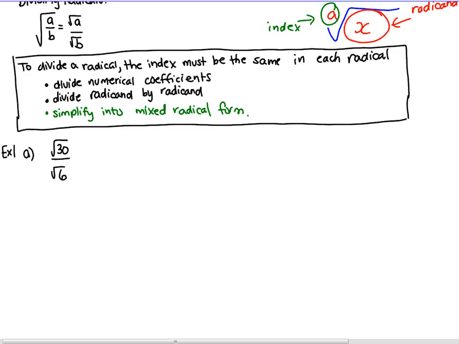Okay, let's try this guy. Root 30 divided by root 6. Because they're both square roots, both under radical symbols, we can divide them. So what is root 30 divided by root 6? It's the same thing as root of 30 divided by 6. How many times does 6 go into 30? 5. So we can actually divide them. That's what I'm saying. Okay?